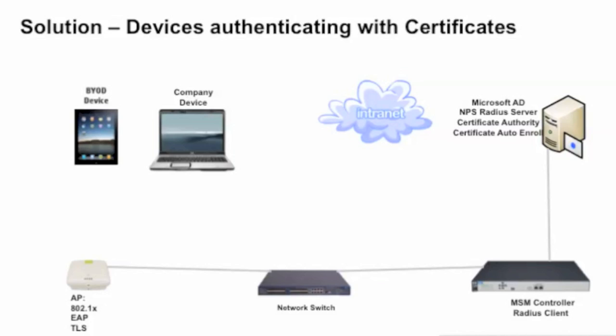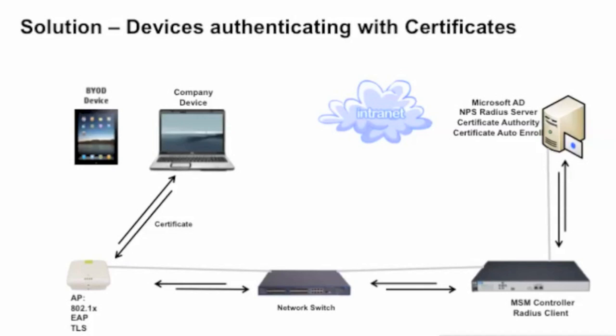Now that we have that infrastructure set up, when the company device goes through its authentication process, it presents a certificate that it has already obtained previously through an auto enrollment process. It presents that certificate to the access point and the controller, and ultimately over to the Active Directory server, or the Radius server running inside the Active Directory environment. If that certificate is valid, then that company device is given access to the internet.